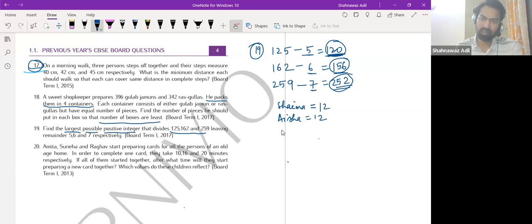Now this question is Shaima's favorite, because every time Shaima is saying this. So remember, whenever we are calculating a smaller number, then we calculate HCF. Whenever we are calculating the larger number, then we calculate the LCM. In this way we can also think about it.